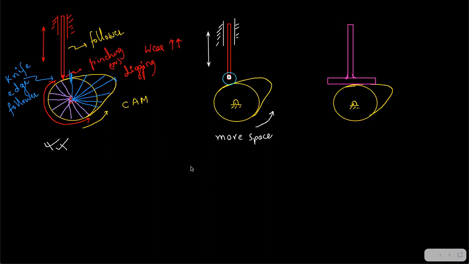These are the guides in which the follower will actually reciprocate. Done. Yes. So now here, why did we use a flat face follower? Why are we going to use a flat face follower? So that is a question which we need to answer, right?